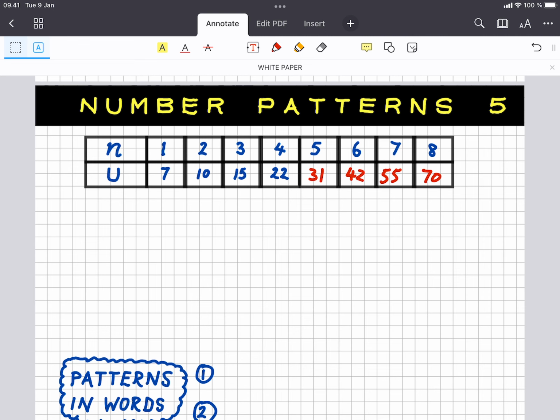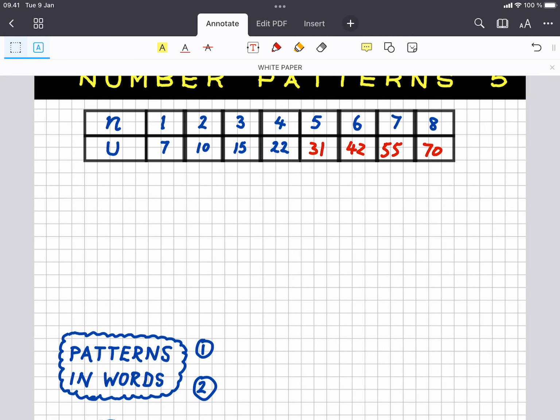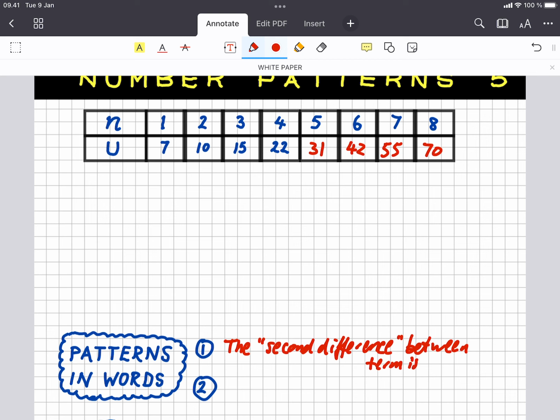Well, first of all, before I do that, let's write down some patterns in words. So you can talk about the second differences. That is a term that's recognized. So the second difference between terms is always 2.